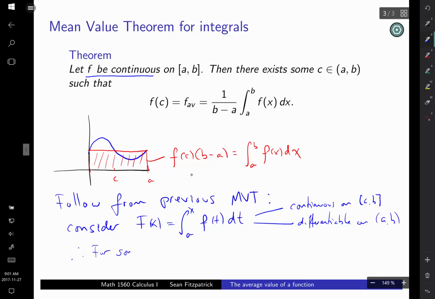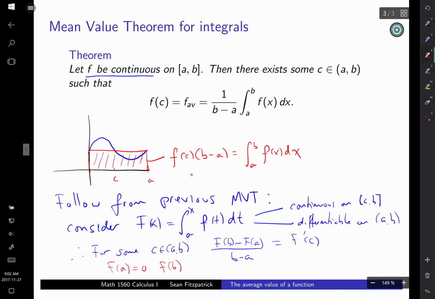for some c between a and b, big F of b minus big F of a over b minus a should be equal to F prime of c. Okay, but now think about what we have on the left-hand side. Well, notice that F of a is the integral from a to a. F of a is 0.